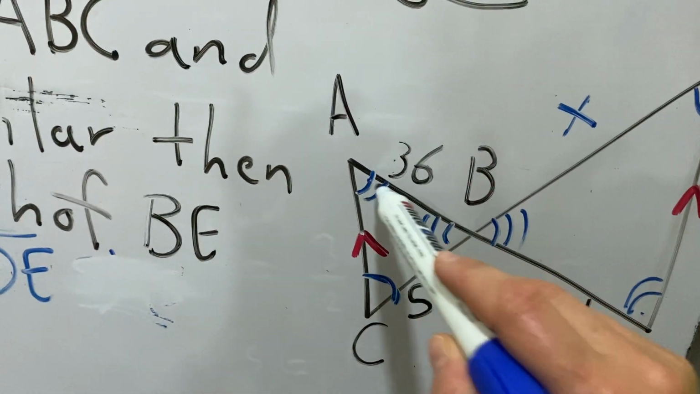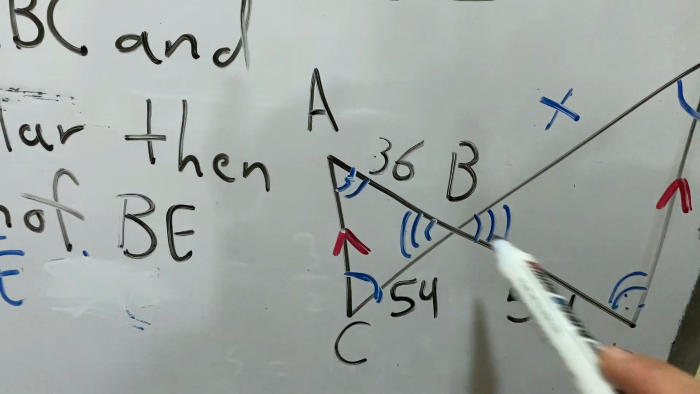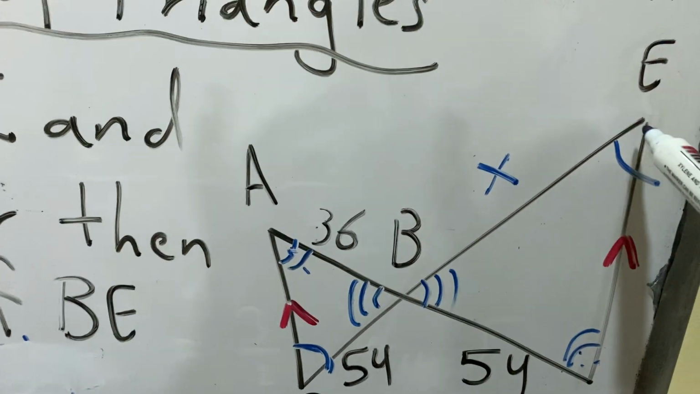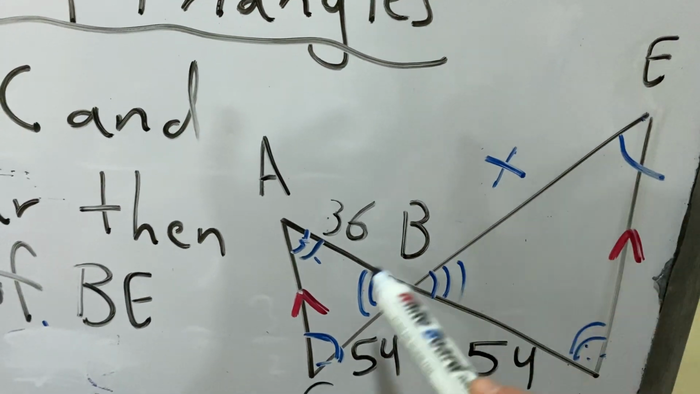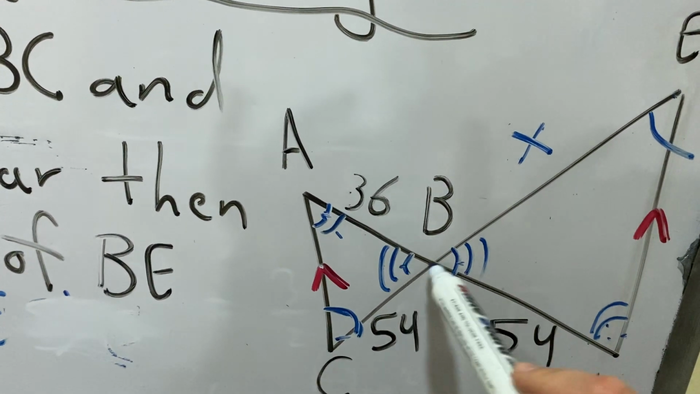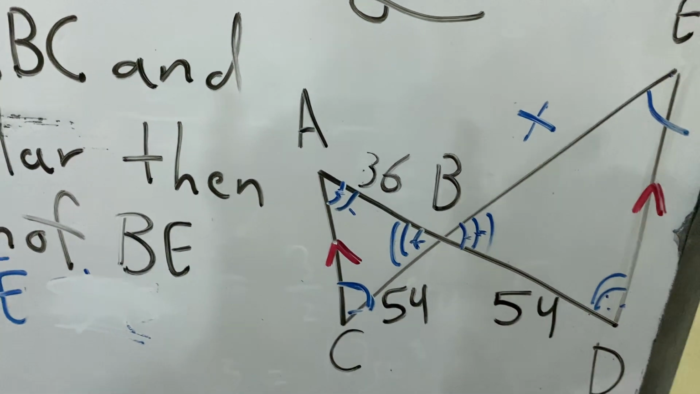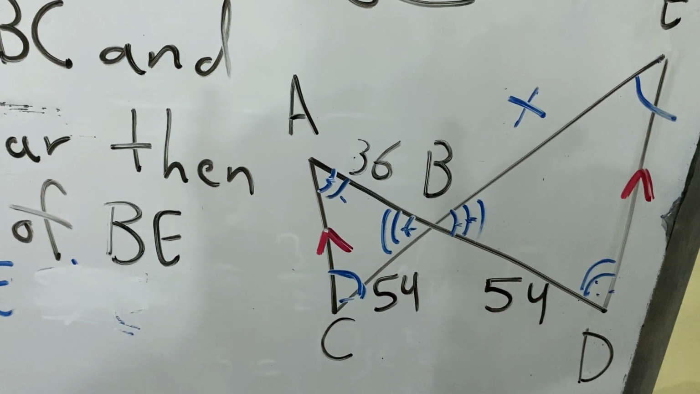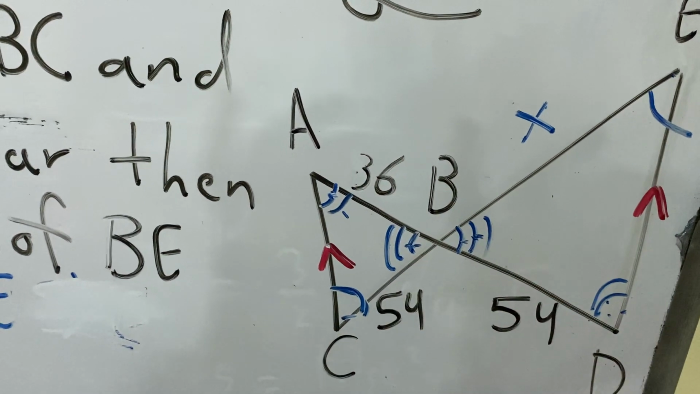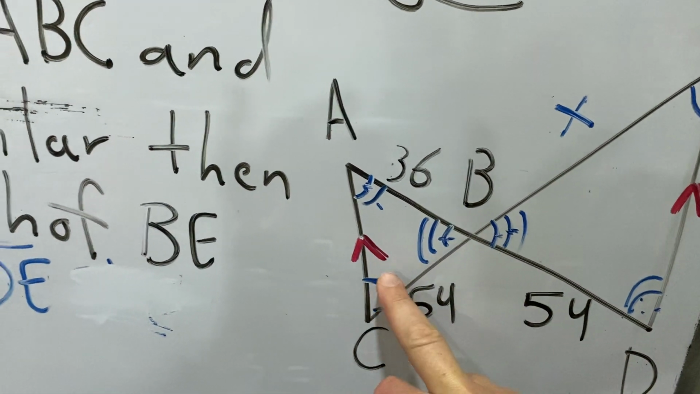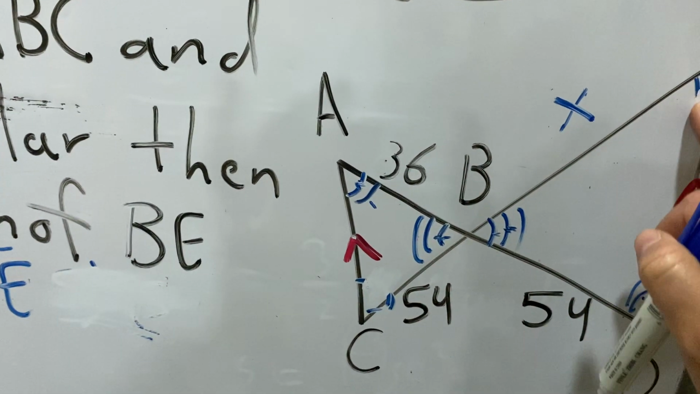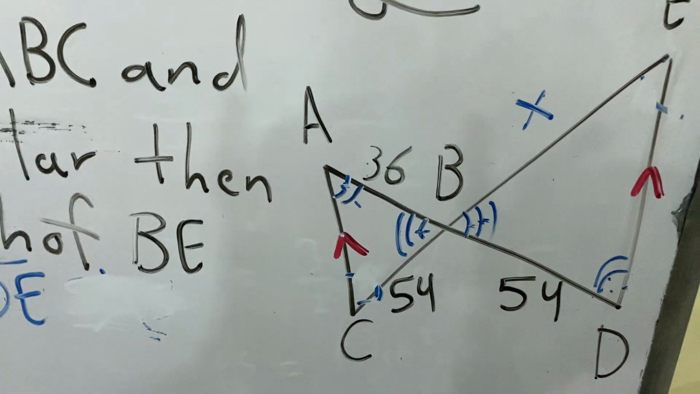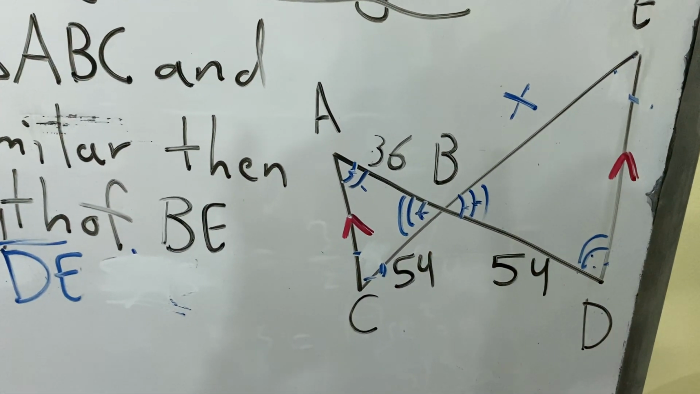So these two angles A and D are congruent because they are alternate interior. And these two angles E and C are alternate interior, so they are congruent. And these two angles are congruent because they are vertical angles. I will choose to write, for example, angle A and D and the two angles of B. So I will not mention C and E because I need only two angles. I only need two angles. I don't need three angles.